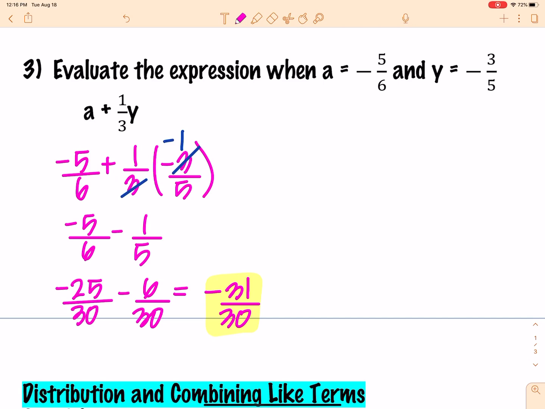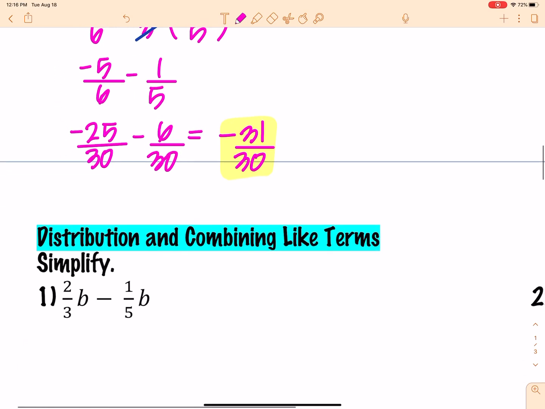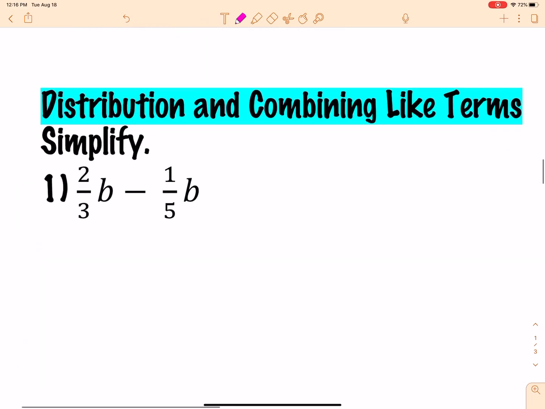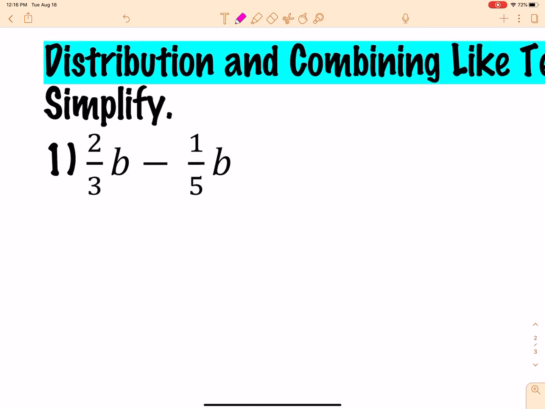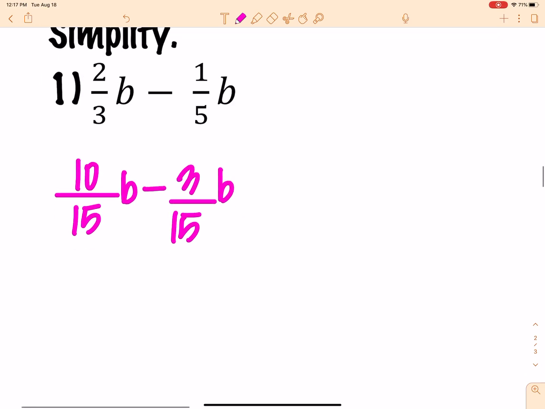All right, lastly, we're just going to go over distribution and combining like terms very quickly. So number 1 looks just like what we did above. Just a quick note on this: these are variables. They have different fractional denominators. So what we're going to do first is create common denominators. We're going to create a common denominator of 15. So that would be 10 over 15 for the first one and 3 over 15 for the second one. We subtract the tops to get 7 over 15.